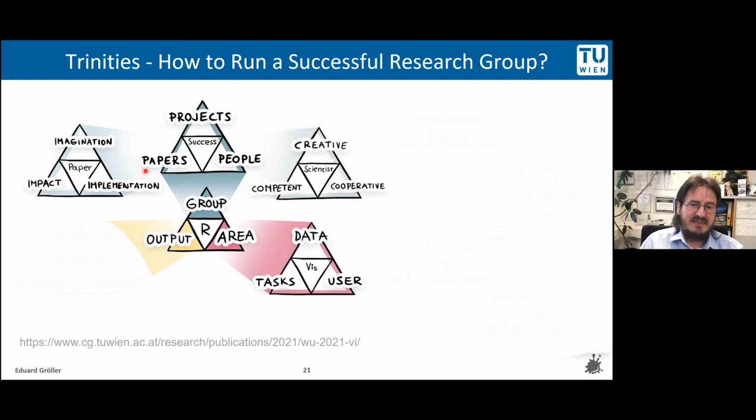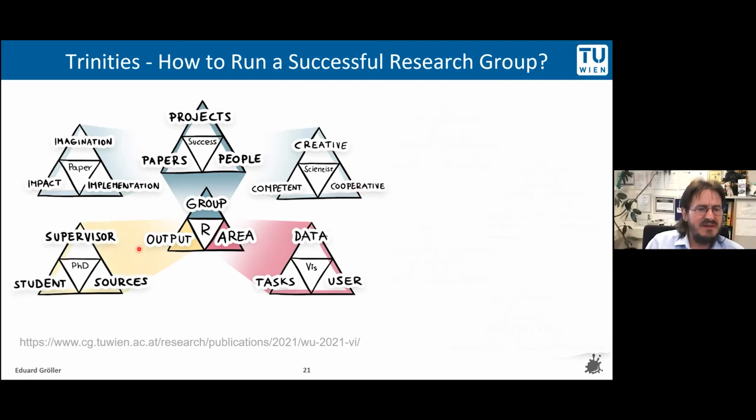Is it easily possible? If you think of people, we have here a scientist, and that is characterized by the triple C triangle. It should be a creative person. In all the technical disciplines, creativity in research is key. It should be a person that is competent and cooperative. So these are the key.